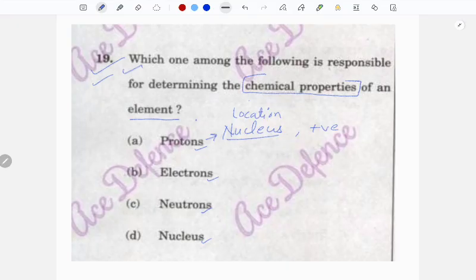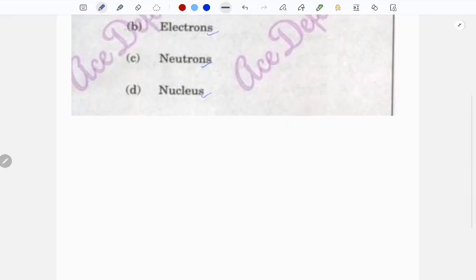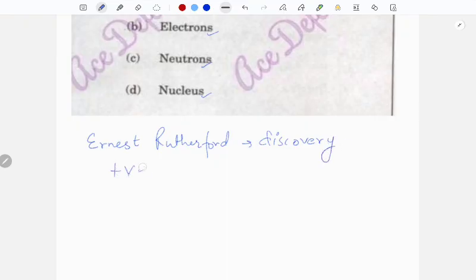I'll just note this here. Ernest Rutherford, discovered by this discovery, carries positive charge, located in the nucleus.